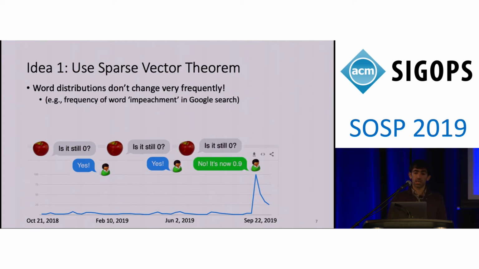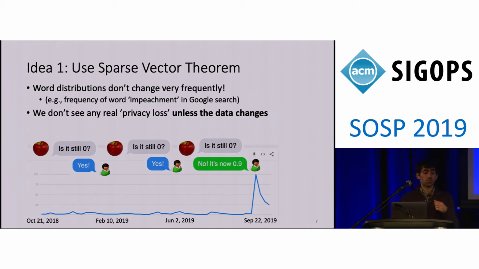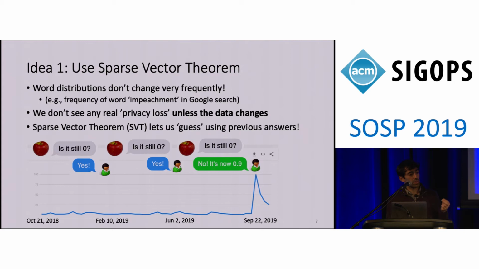Until we get this one spike, in which someone is telling them, no, you should now update your guess. It's actually now 0.9. And so intuitively, we can think about this as not really seeing any real privacy loss unless the data changes. So we're not learning very much because the aggregator already knew that the data was at 0. And what the sparse vector theorem, which has been around in the theory literature for a long time, lets us do is reason about how much privacy loss this is, and lets us essentially guess using previous answers without charging our privacy budget significantly.